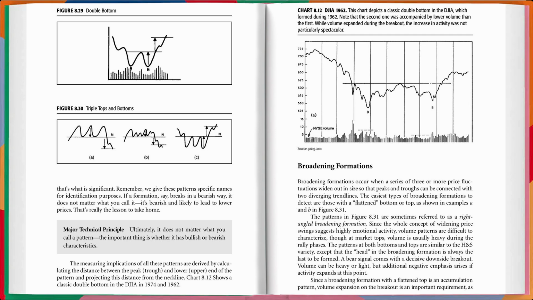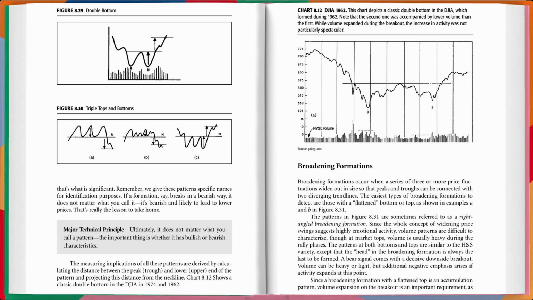Broadening formations. Broadening formations occur when a series of three or more price fluctuations widen out in size, so that peaks and troughs can be connected with two diverging trend lines. The easiest types of broadening formations to detect are those with a flattened bottom or top, as shown in examples A and B in Figure 8.31.